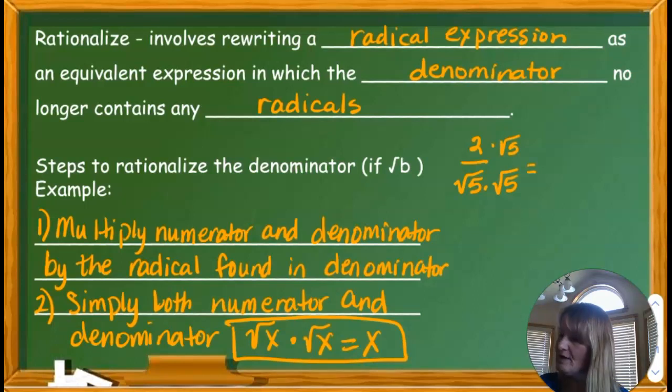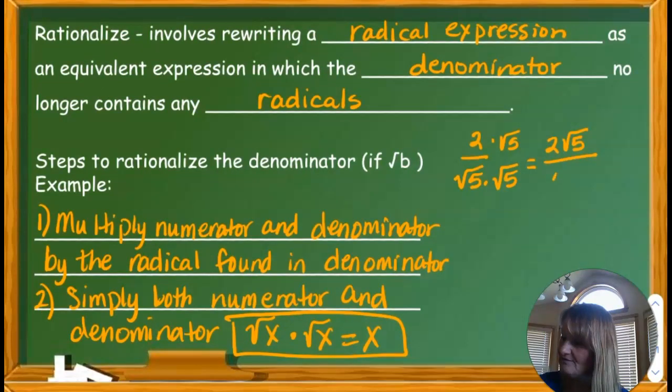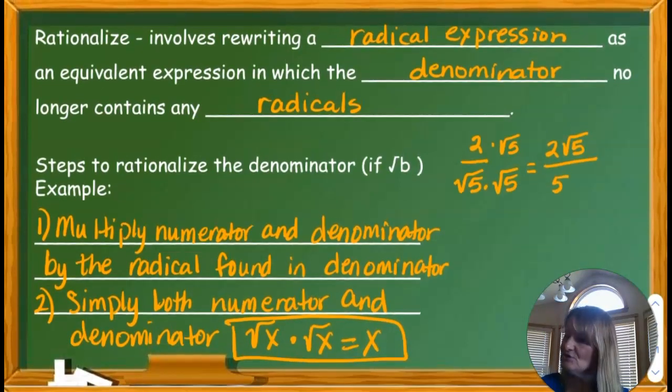On my numerator, I can't do anything but just leave it, 2 square root of 5. But in the denominator, I know the square root of 5 times the square root of 5 is 5. And that is your final answer.